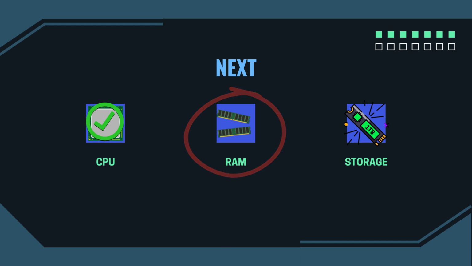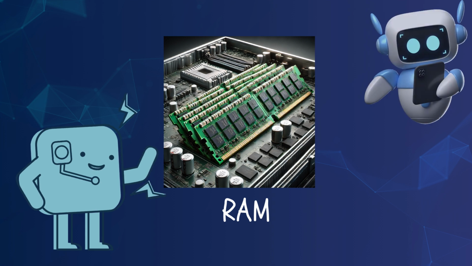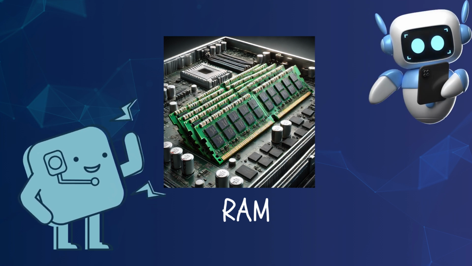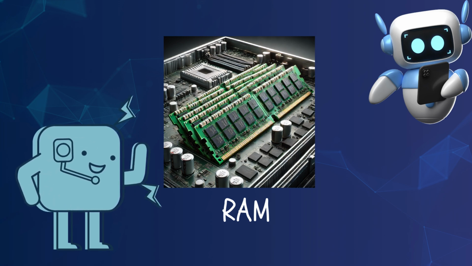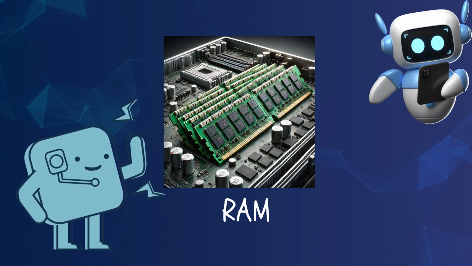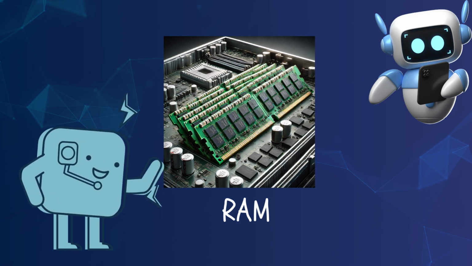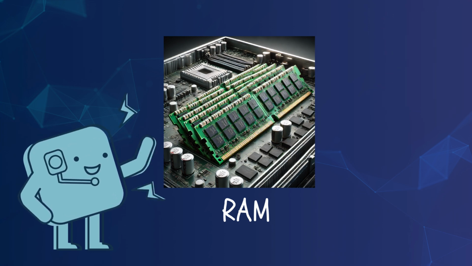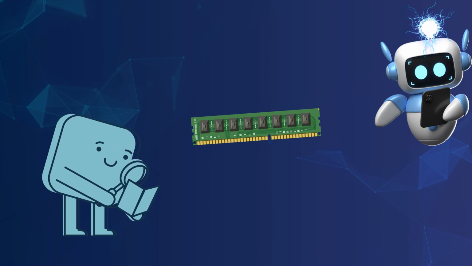Let's jump to our next topic, RAM. RAM stands for random access memory. It's a type of volatile memory used by a system to store data that is being actively used or processed. Unlike your hard drive or SSD, which stores data permanently, RAM is temporary storage that can be accessed quickly by the CPU. Data is available inside the RAM till the system is powered on.